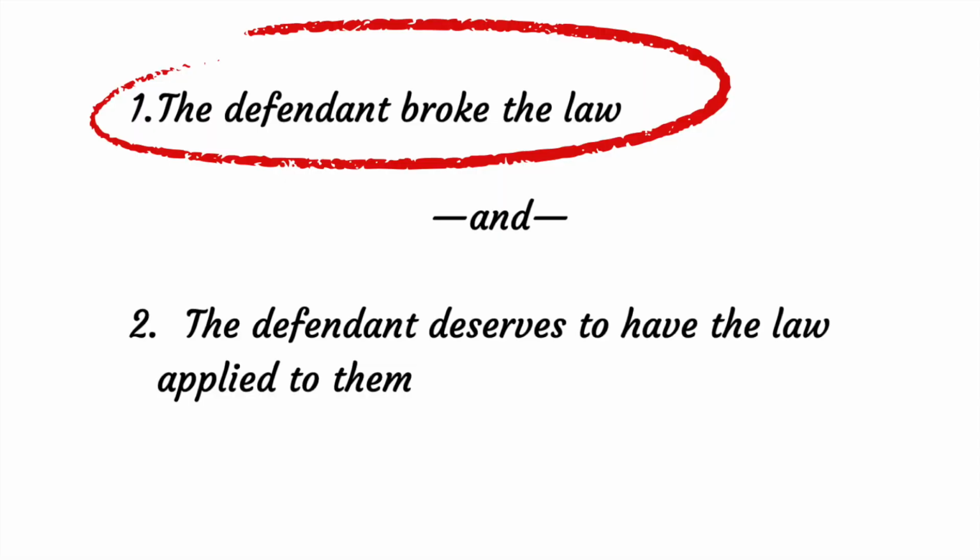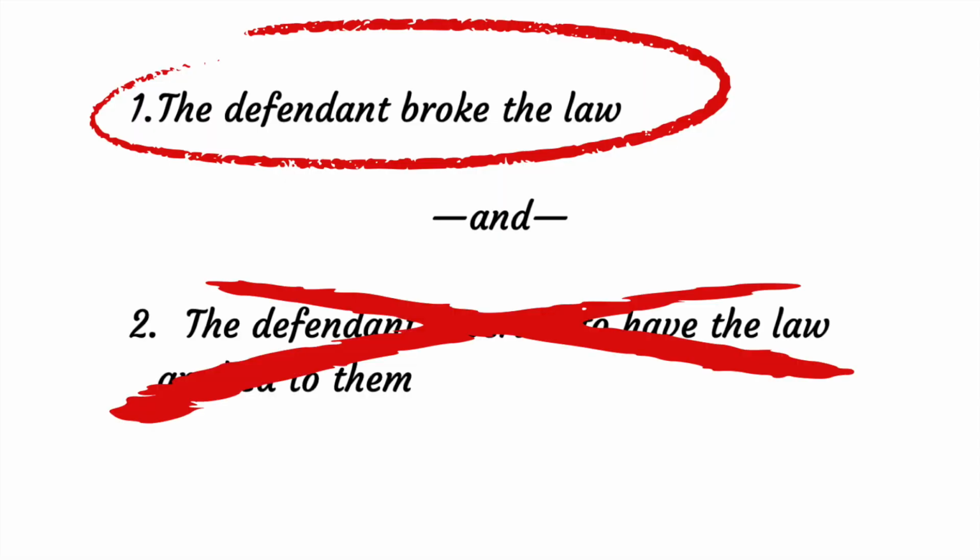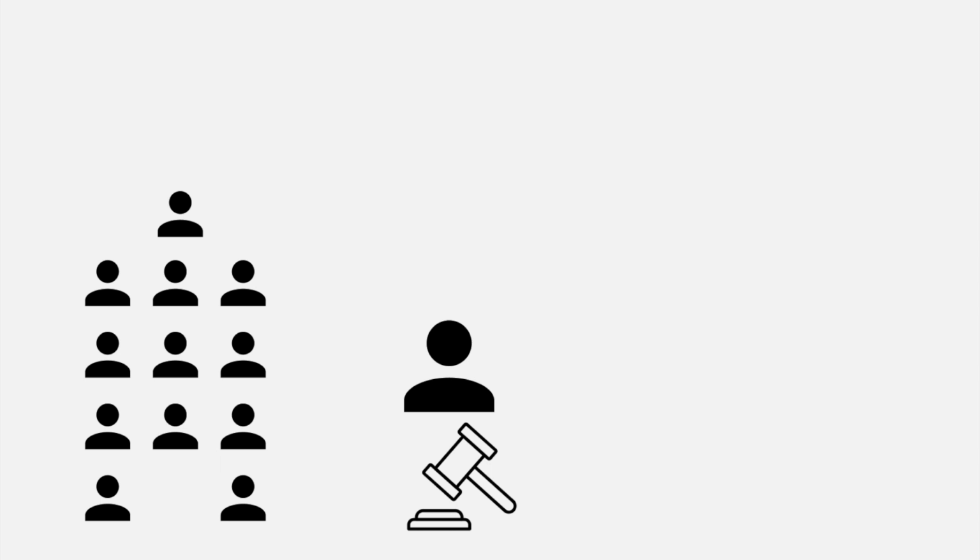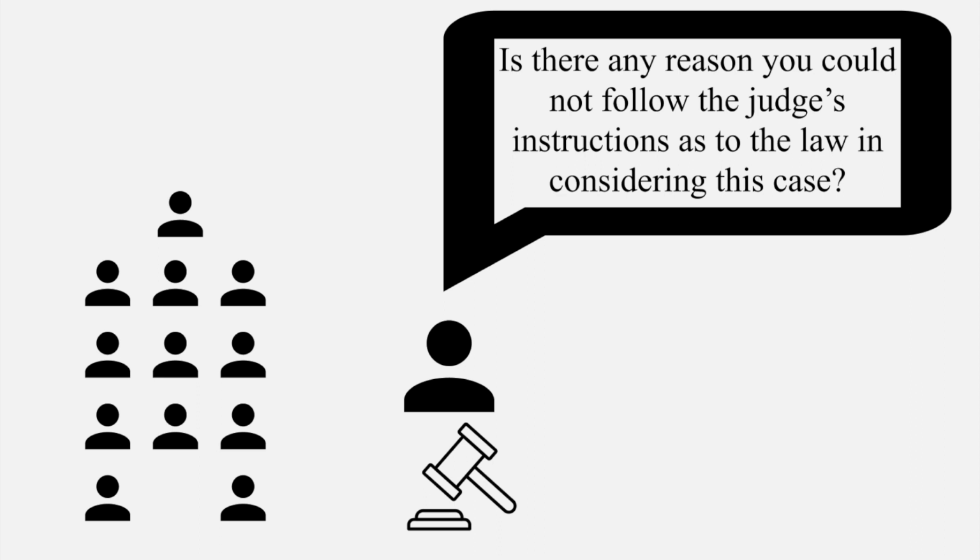It then just needs to prove that 1, the defendant broke the law. Therefore, during jury selection, you will probably be asked something like, "Is there any reason you could not follow the judge's instructions as to the law in considering this case?" Answer that you will decide for yourself if the law should be applied to the defendant based on their situation and your approval of the law, and you will most likely be sent home.